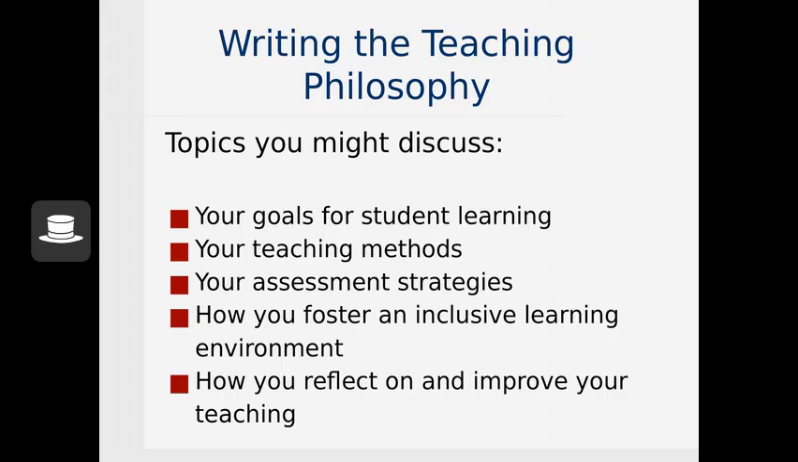So first of all, you might address your goals for student learning. That is what you want students to know or be able to do by the end of a course or perhaps by the end of a major. So you might talk about how your goals differ for majors and non-majors or introductory and advanced level courses. You may talk about how your goals align with what you believe students should take from college and bring into the working world. Or you might talk about differing goals for, let's say, graduate students and undergraduates. There's a lot of room here. And of course, it'll depend on your teaching context as well.